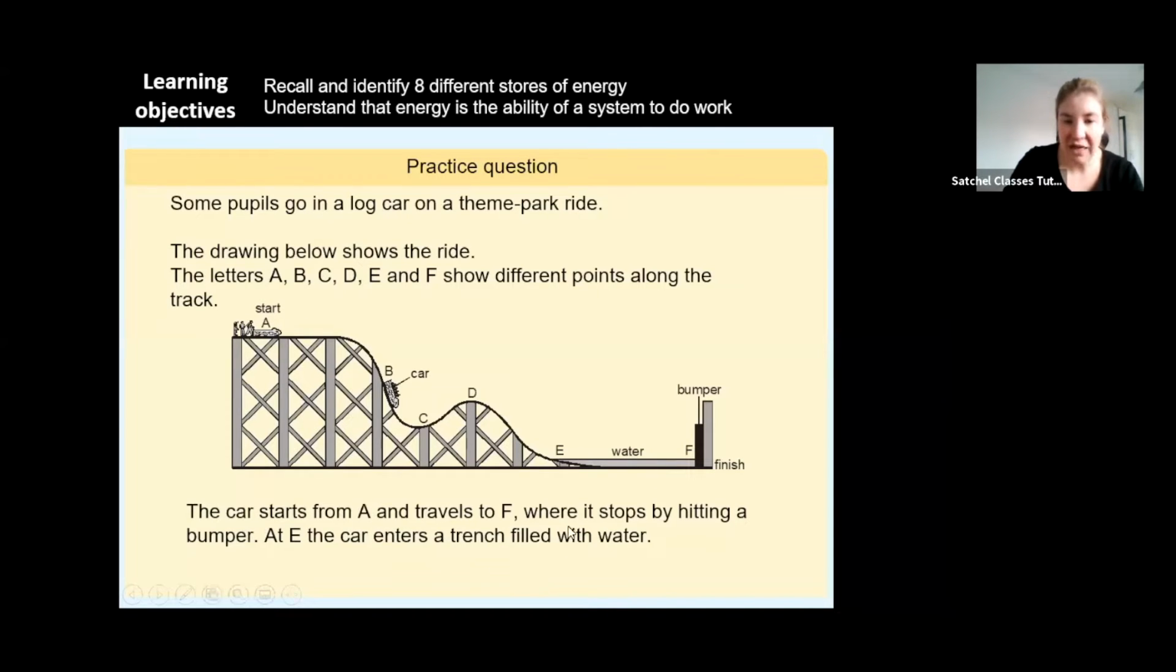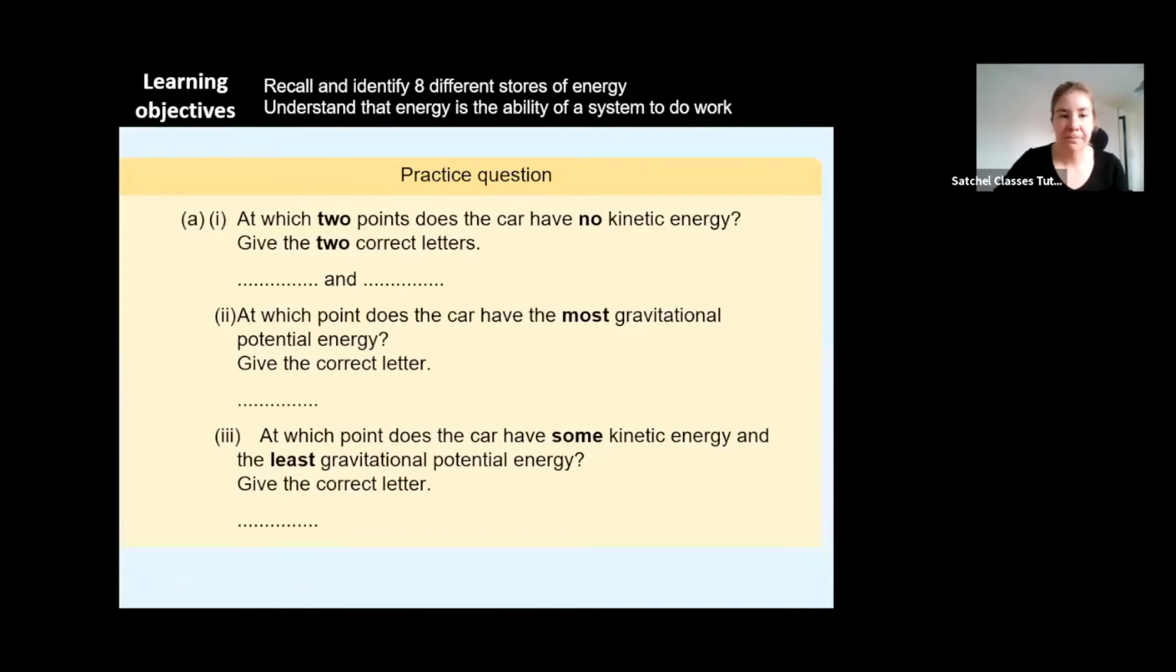At E, the car enters a trench filled with water. So it goes down, up, down into the water. All right, so just have a look at that image. Let's have a look at the questions.